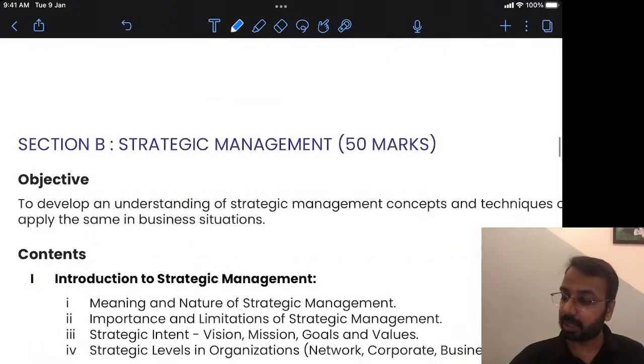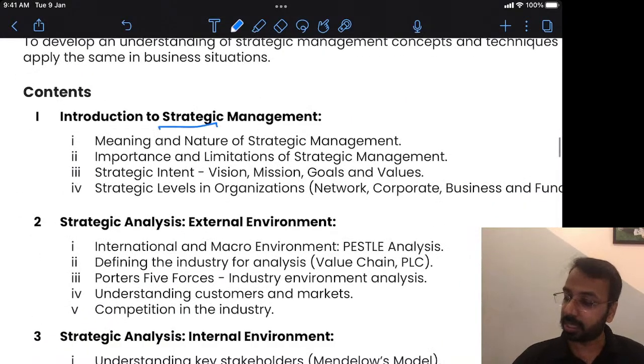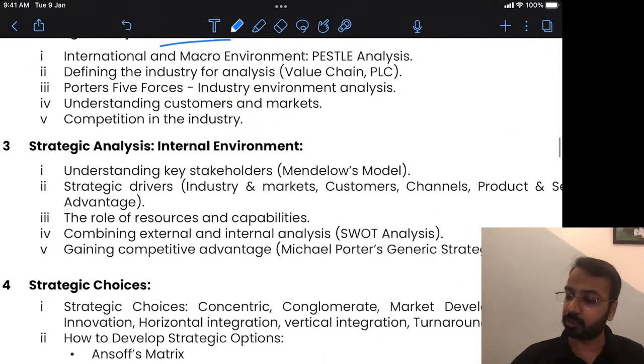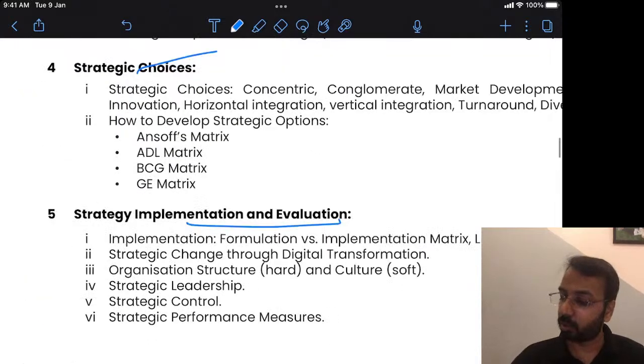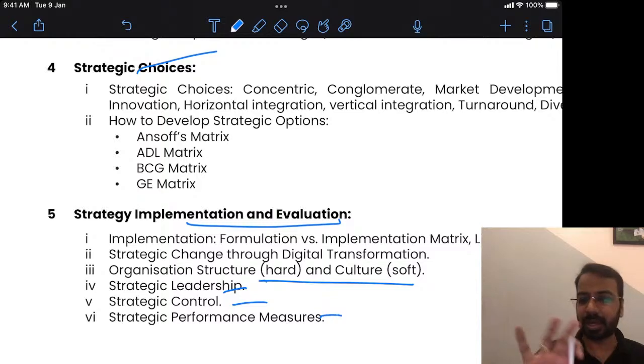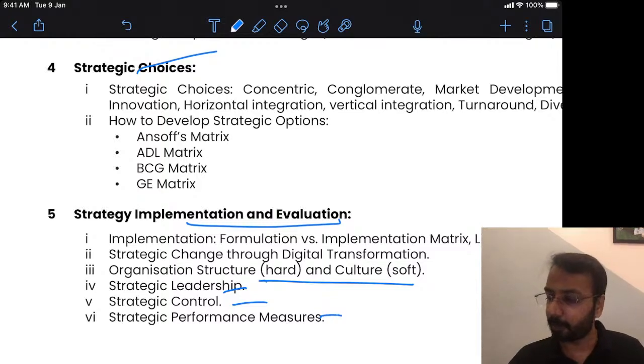And coming to SM, introduction to SM was there. External environment was there. Internal. All of these things are already there. So there is nothing new to be added. Strategic leadership, control, performance measure, organizational structure. Some changes here and there, but largely the content remains the same.